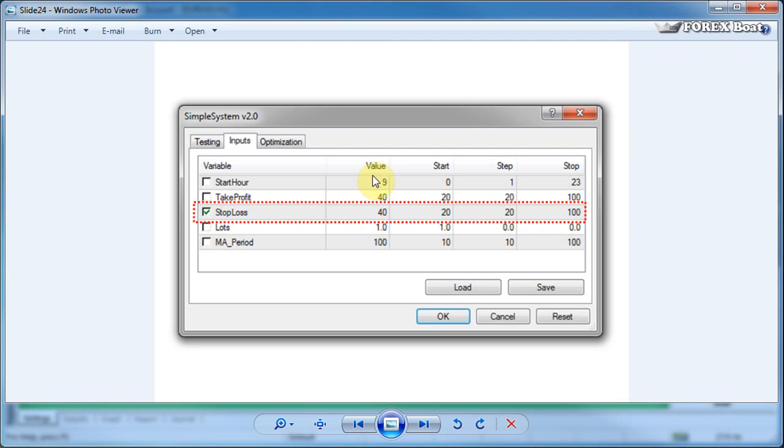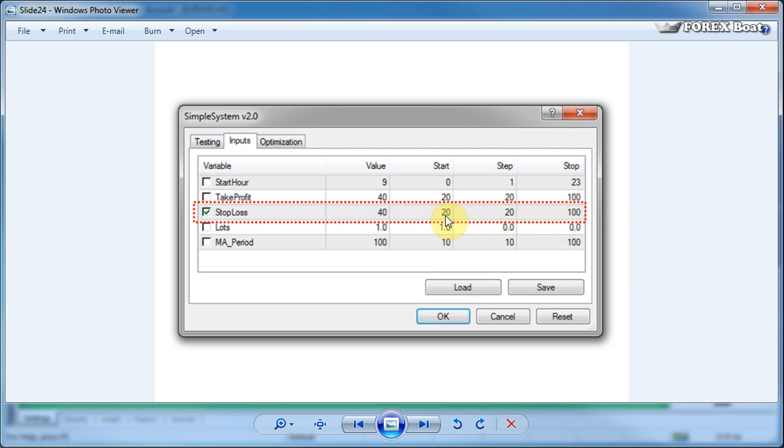What MetaTrader 4 will do is keep these other variables constant as they're set, but it will ignore this value for stop loss. Instead of this value, it will actually run multiple backtests based on these values here. So in reality, a backtest will be run for the starting value of 20, and then a backtest will be run with an increment of this step value, also 20, until MetaTrader 4 reaches a stop value.